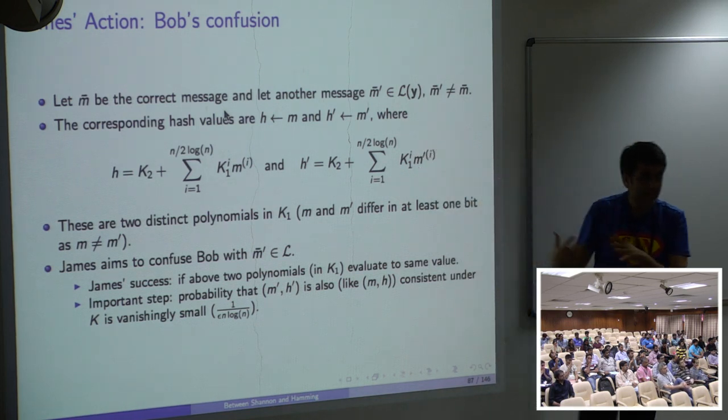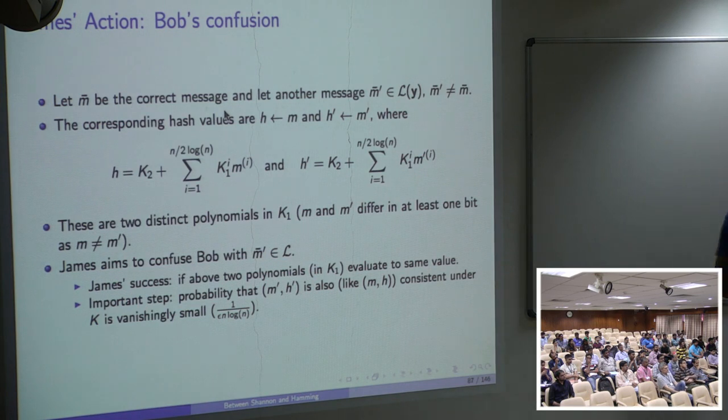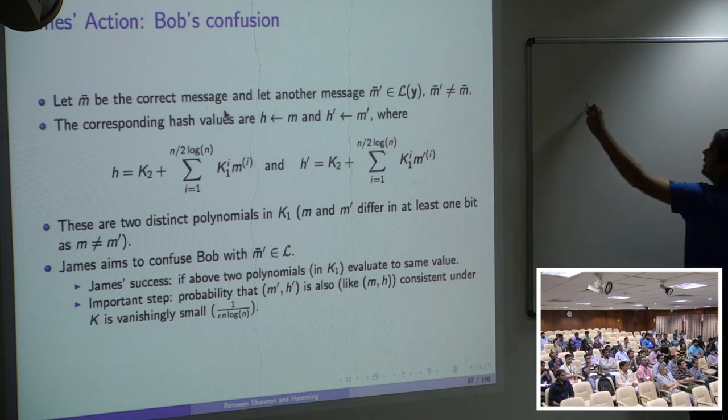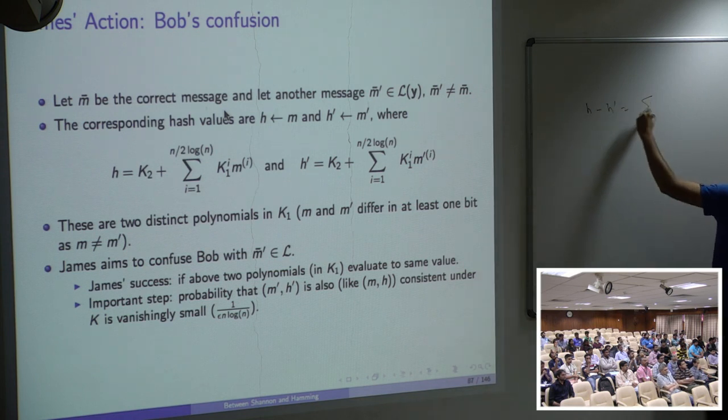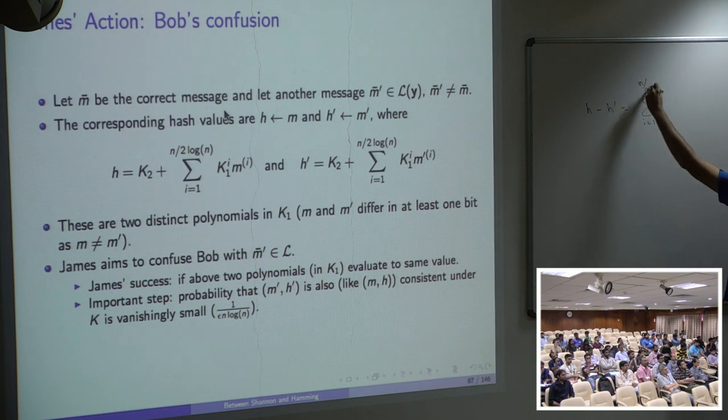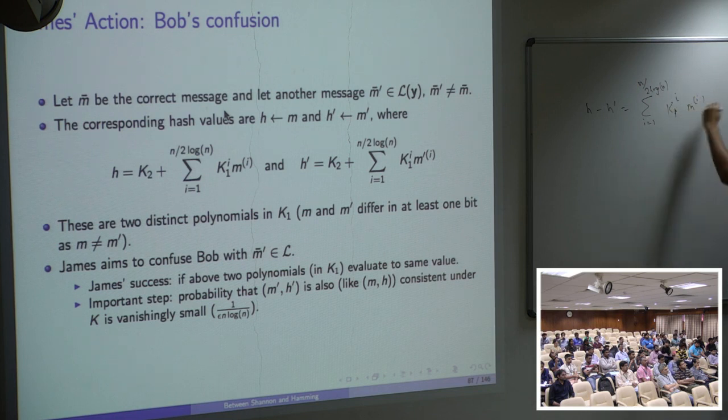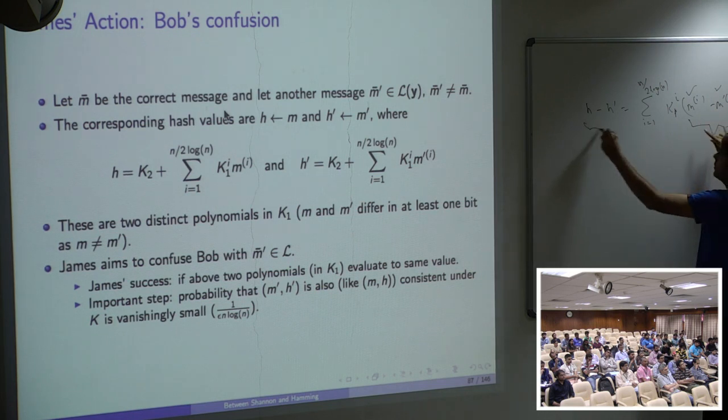So basically the adversary, let me just write it out so it will be explicit. This equation has to be satisfied: h minus h prime is equal to the summation, i goes from 1 to n over 2 log n, of K1 to the power of i times (m_i minus m prime_i). This equation has to be satisfied. So it's like saying this polynomial where the adversary gets to control this, like he knows this and he can choose this, so he gets to control this, he gets to control this, but he doesn't know what K1 is. It's uniformly distributed from his point of view.